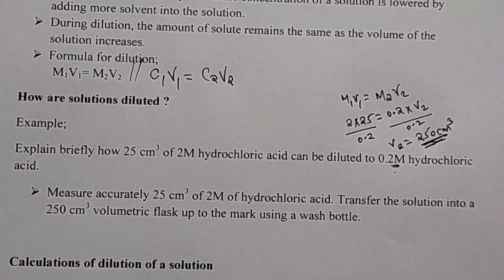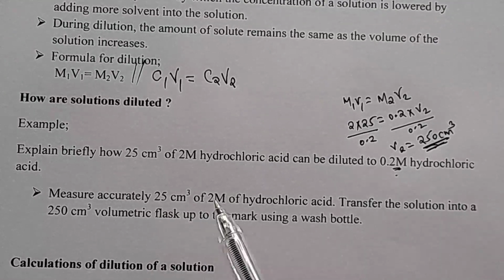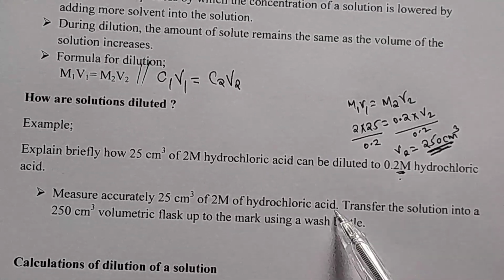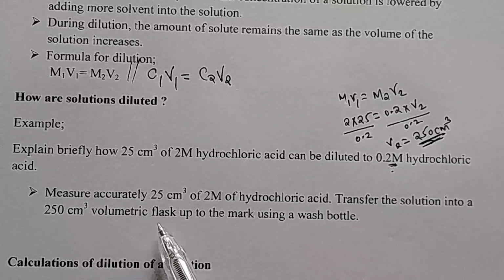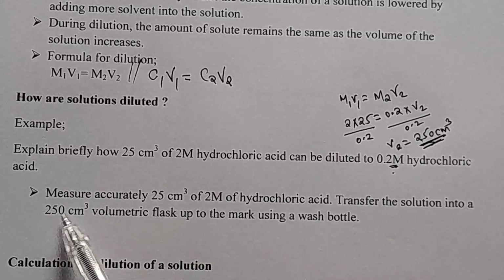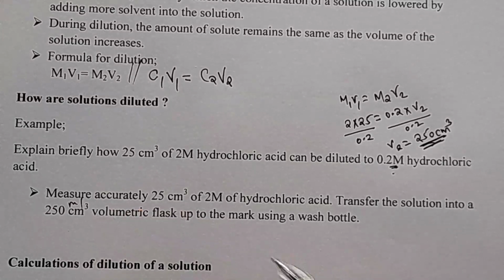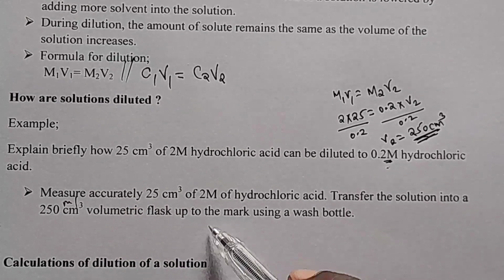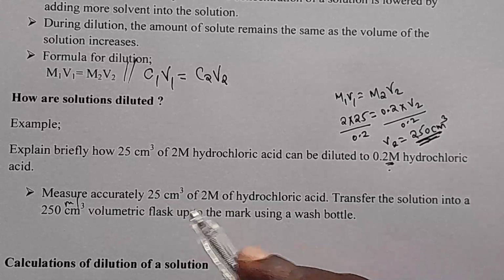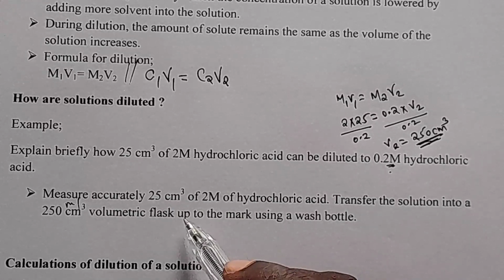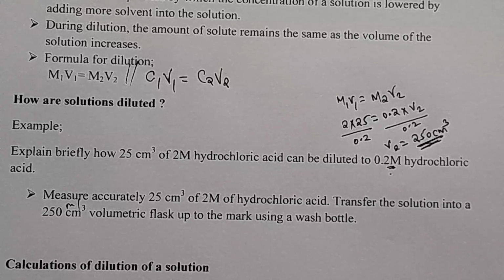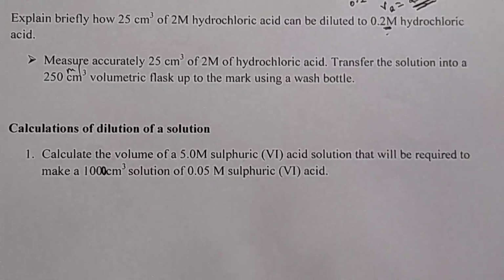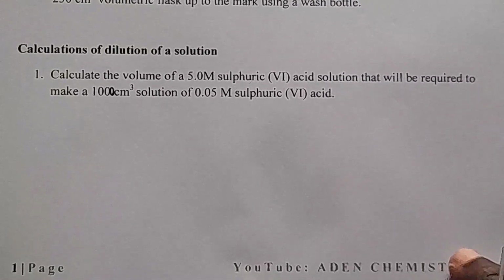We say, measure accurately 25 cm³ of 2 molar hydrochloric acid. Transfer the solution into a 250 cm³ volumetric flask, or you can say 250 ml volumetric flask. Next, add distilled water up to the mark using a wash bottle. That will be the next procedure. Thereafter, we are going to go to calculations of dilution of a solution.